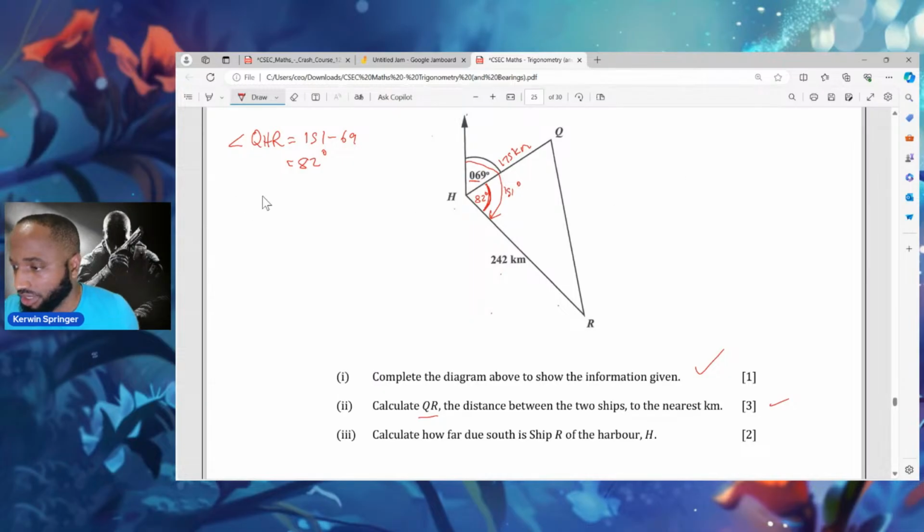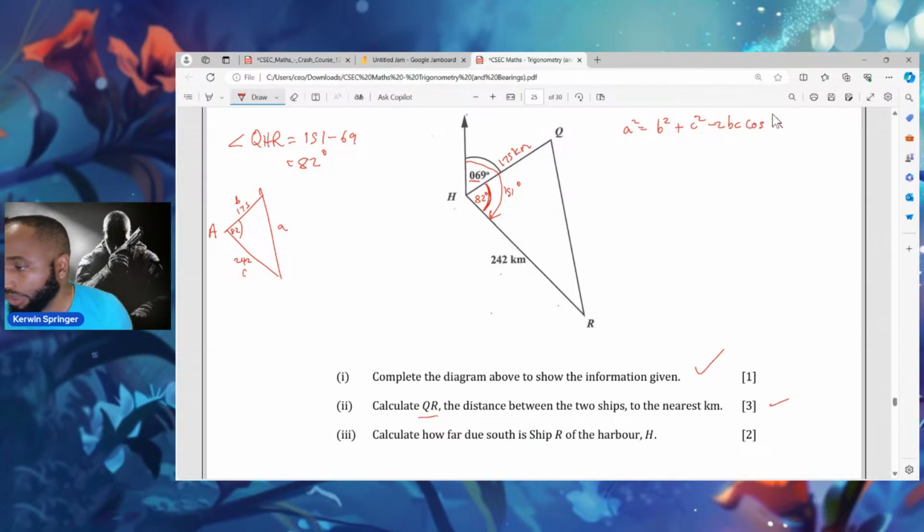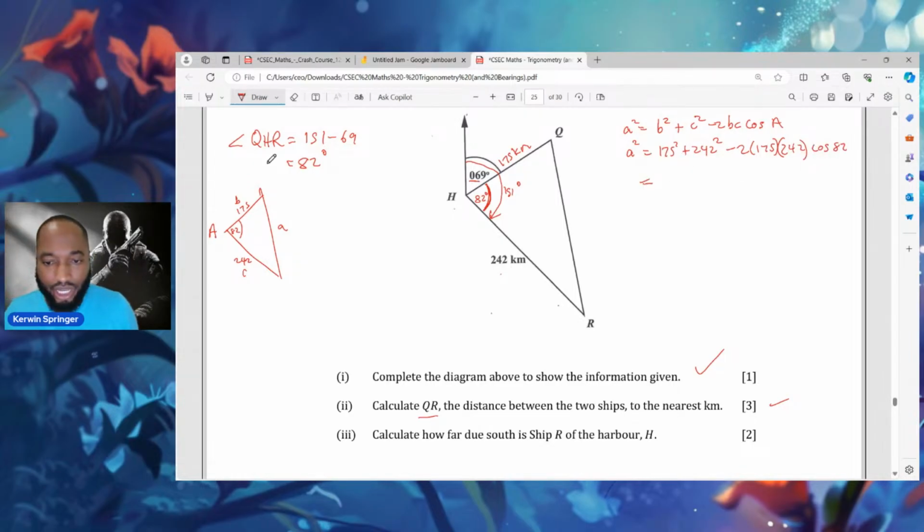Now I could consider this my A, which is 82 degrees, and this is my B and my C, 175 and 242. So A squared is equal to B squared plus C squared minus 2BC cos A. Substitute. A squared is what I'm trying to find: 175 squared plus 242 squared minus 2 by 175 by 242 by cos of 82. Put that entire thing into my calculator.